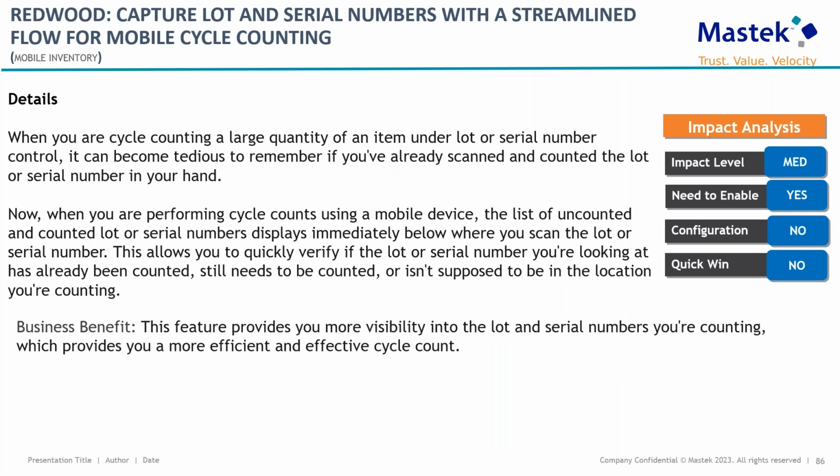The next option we have here is capture lot and serial number with streamlined flow for mobile cycle counting. Cycle counting items with lot or serial control is now much easier on a mobile phone. As you scan, the app instantly displays which lot or serial numbers have already been counted, which are still pending, and which do not belong in the location. You can scan in any order and just tap add lot or add serial number to register each one.